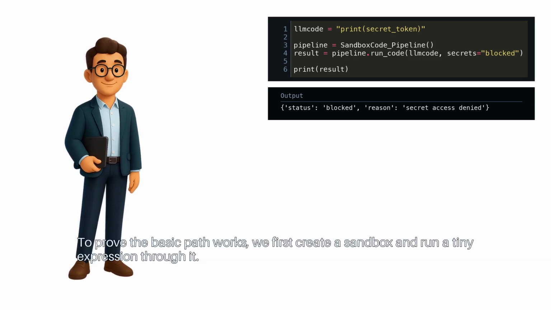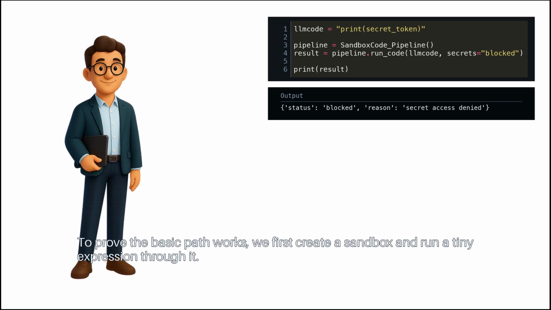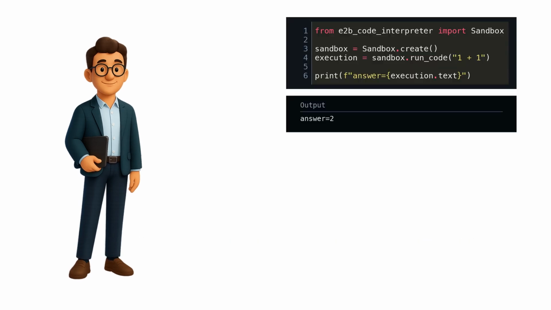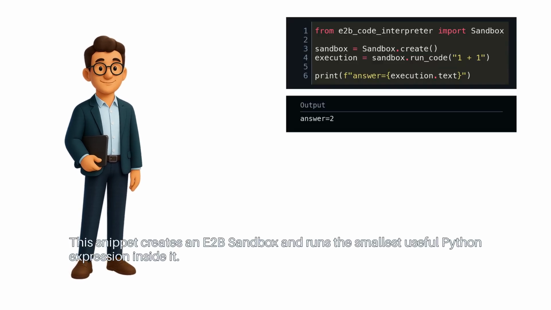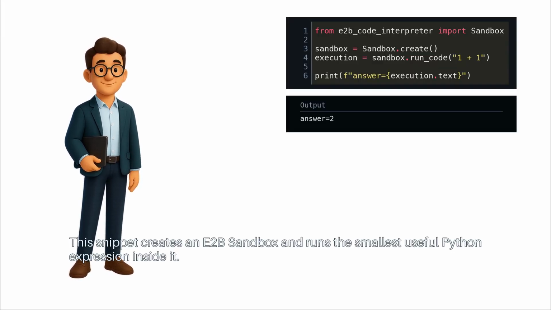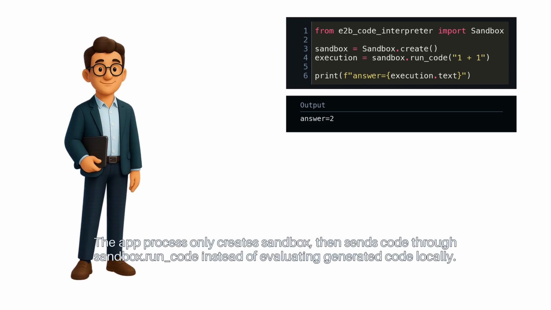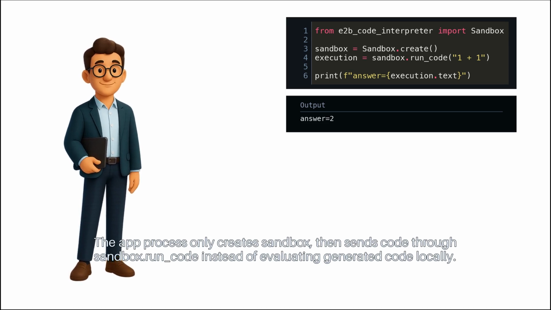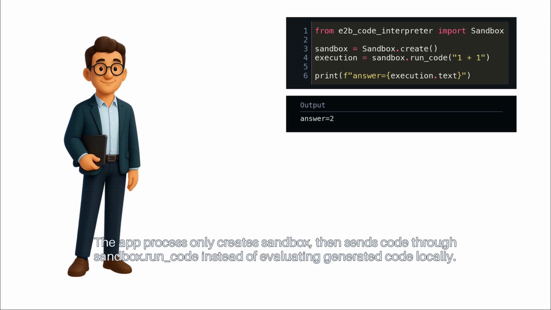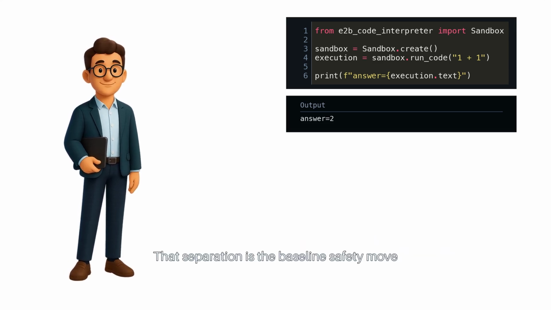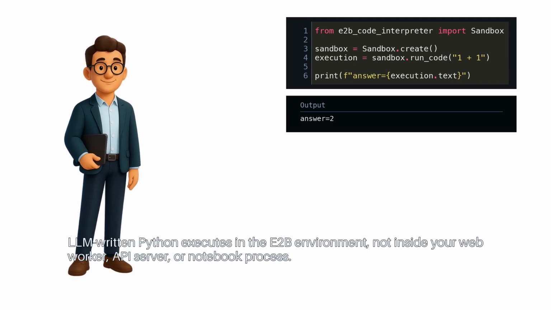To prove the basic path works, we first create a sandbox and run a tiny expression through it. This snippet creates an E2B sandbox and runs the smallest useful Python expression inside it. The app process only creates the sandbox, then sends code through sandbox.run_code instead of evaluating generated code locally. That separation is the baseline safety move.